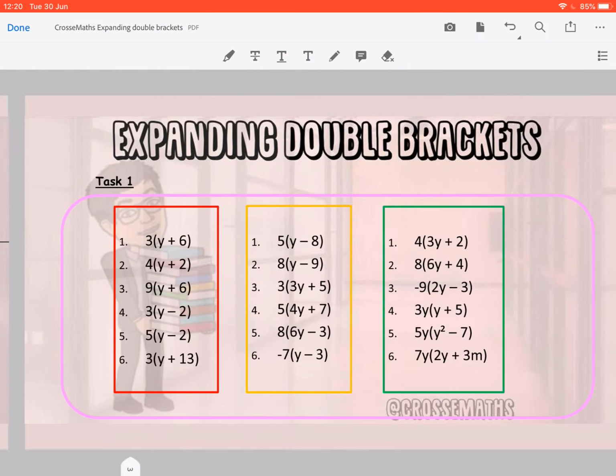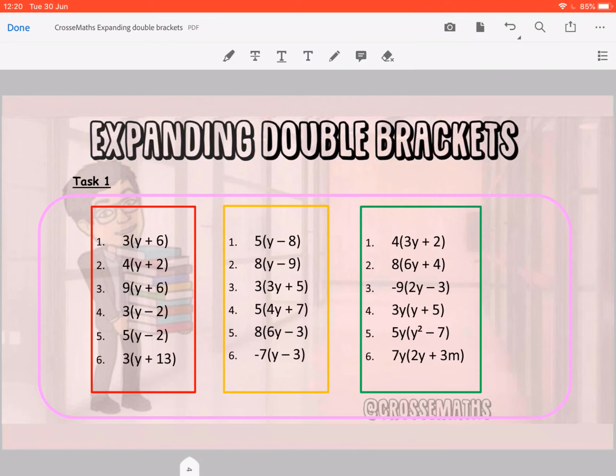Right then, first task. Pause the video and have a go at one of the boxes. Red is easy, green is difficult. Have a go at one, it doesn't matter which one you do. If you get most of it right, that's the important bit.